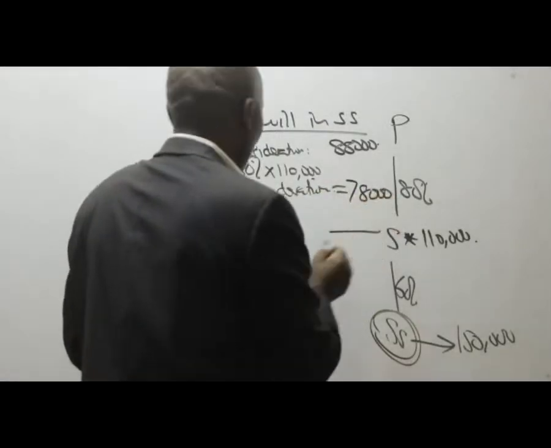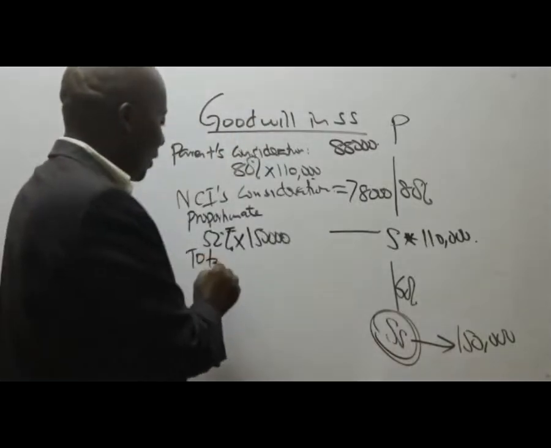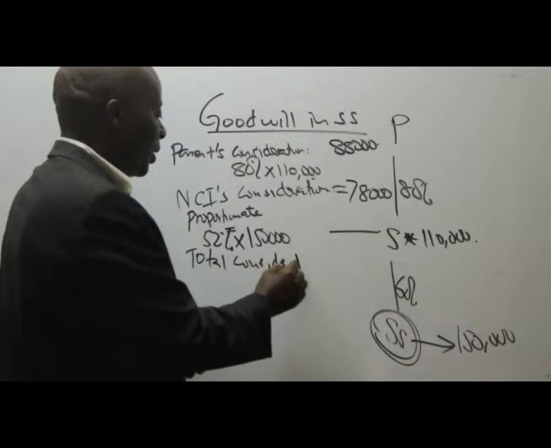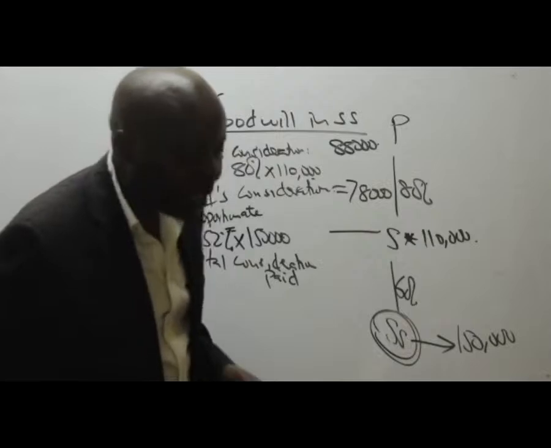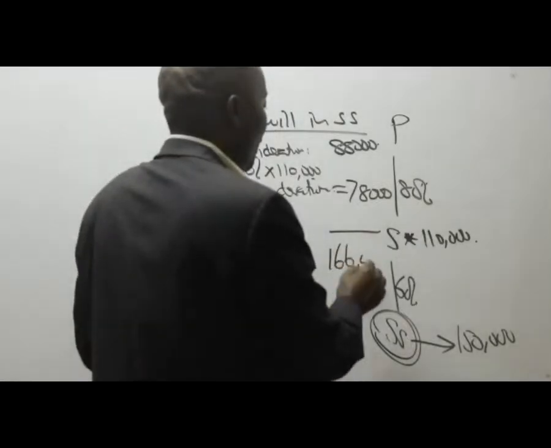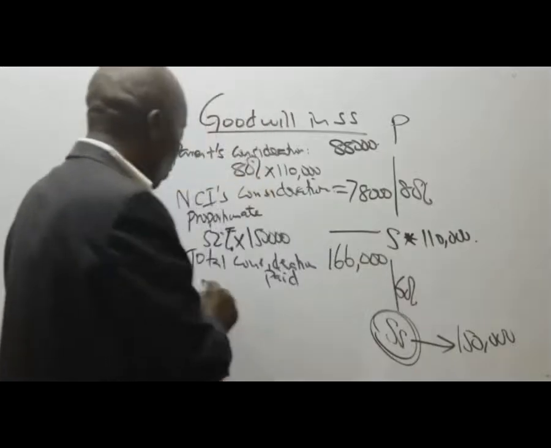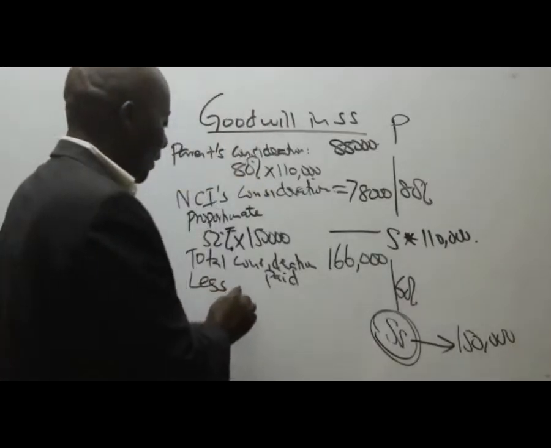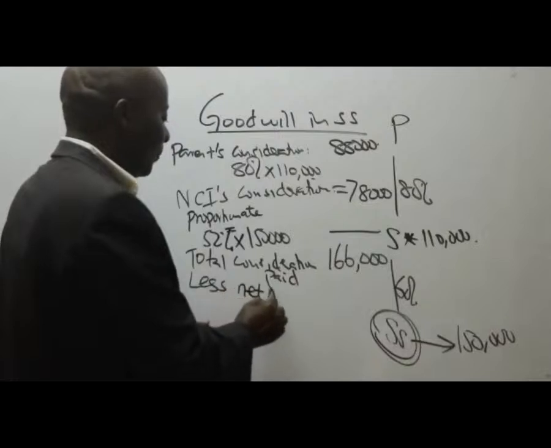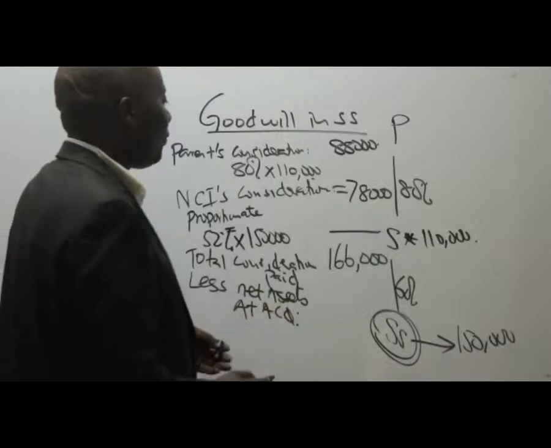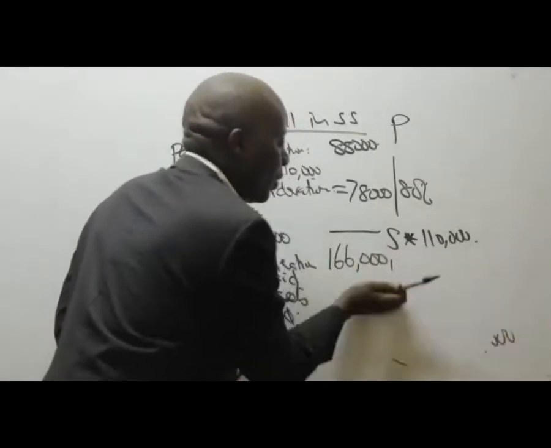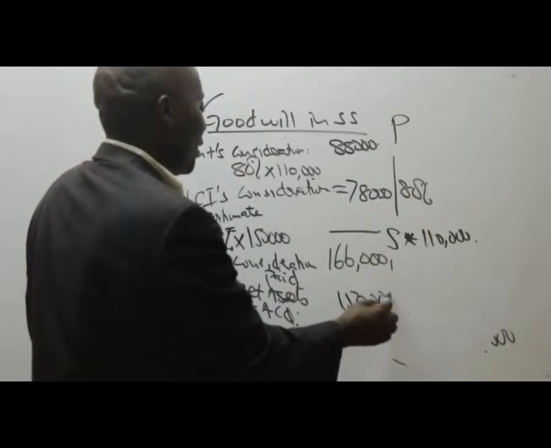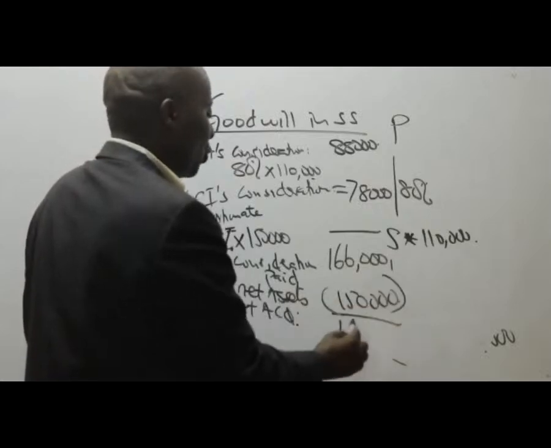So then could you kindly give me the total consideration paid? The total consideration paid will be equal to 166,000. Thank you very much. So please come under, less the net assets at acquisition. Are you able to remember the figure of net assets? You gave me a figure of 150,000. So please go ahead and subtract for you to give me the goodwill.